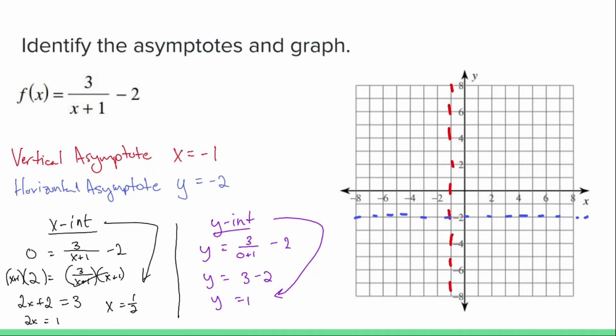Now, rational functions look one of two ways, either like this, or like this. These numbers are going to help me figure out which version I'm going to get. My x-intercept is 1/2, so I'm going to put a dot right there. My y-intercept is 1, so I'm going to put a dot right there. What this tells me is that I have to have a curve that goes through these two dots, which means I have this version right here.